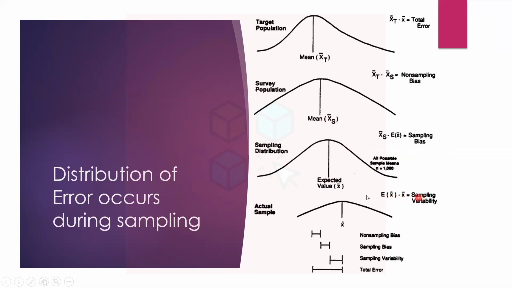sampling variability. And an actual sample is drawn here. This is one sample, and its mean is in the center, x bar here. And you can observe there is a distribution; this is the small error, which is due to this one. The next error is the sampling bias, and the next error is the difference of sampling variability. So the total difference from here to here is called the total error.